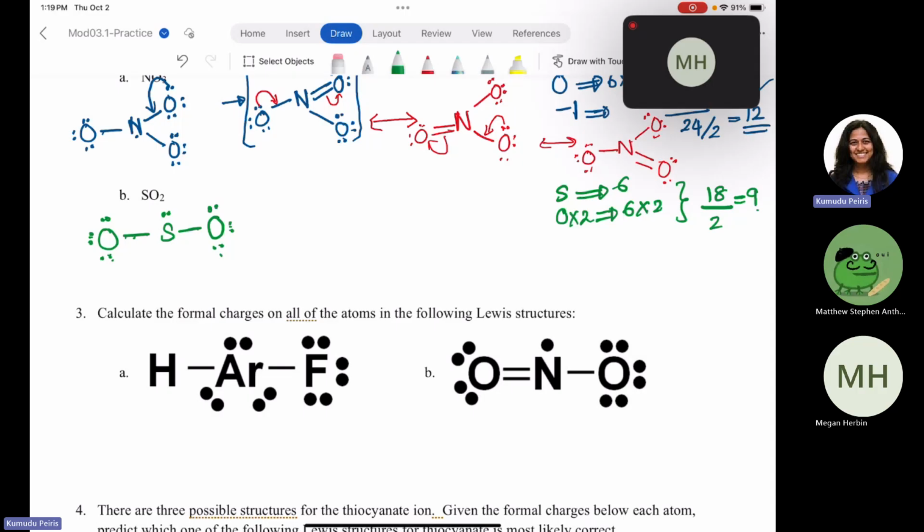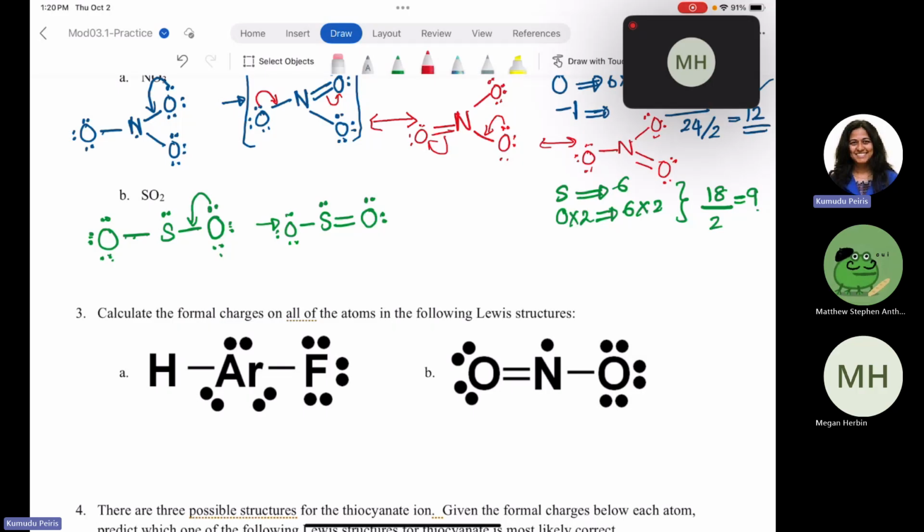Right. So is this the correct Lewis structure? No, it is not. Why? The sulfur doesn't have the octet as it's the central atom. So I'll take one of those lone pairs on oxygen and make it a bond to sulfur, and now sulfur has one lone pair and this oxygen has the three lone pairs, right? So that is the correct Lewis structure for the sulfur dioxide.